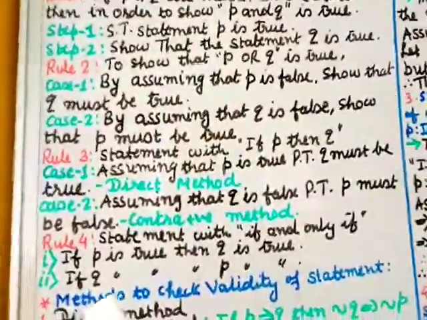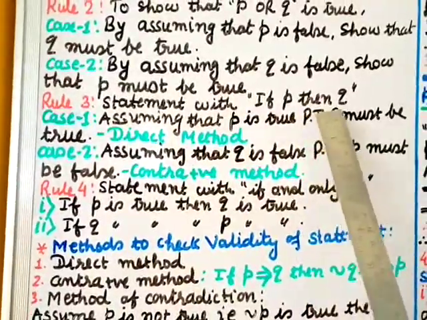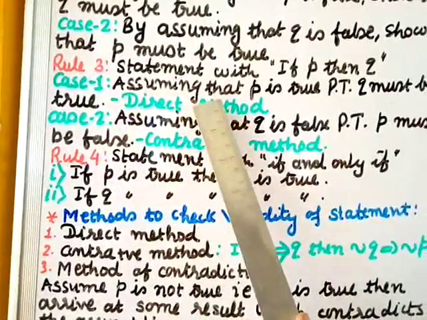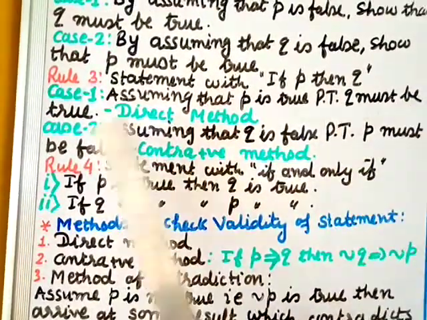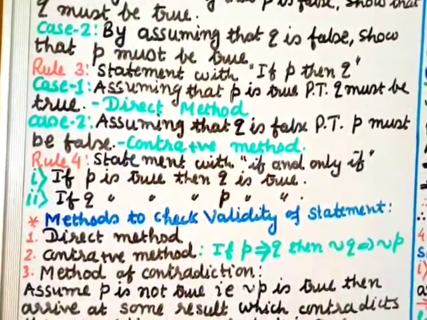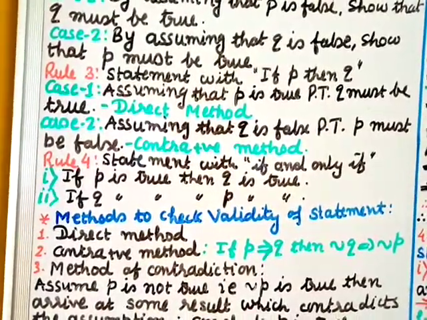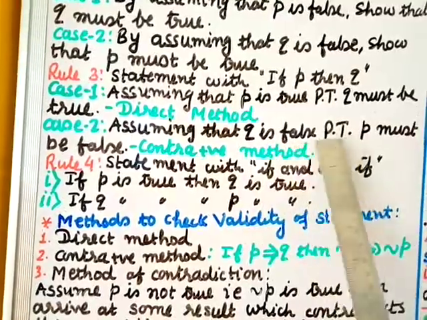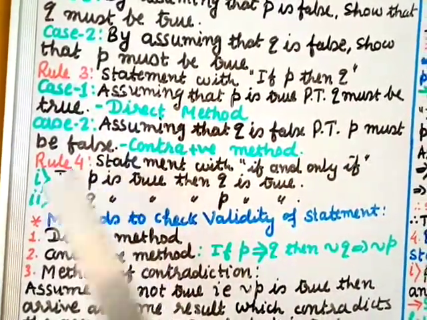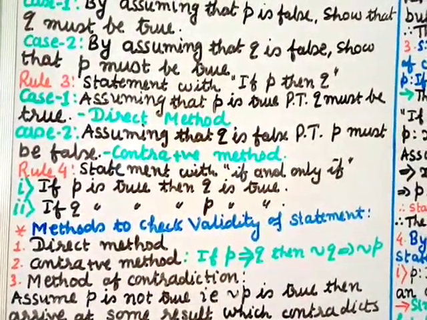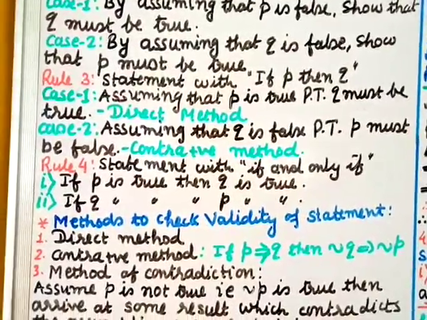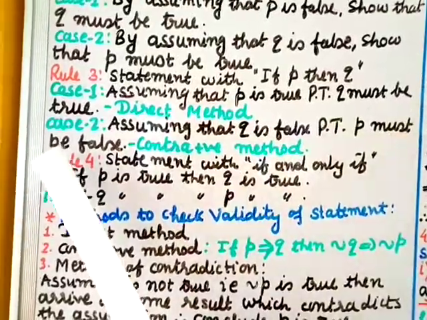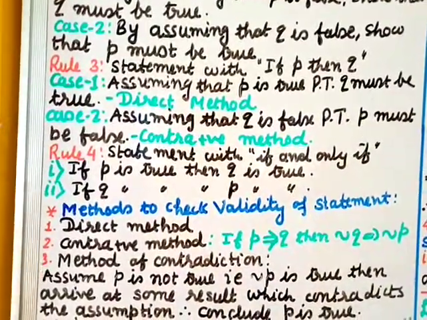Rule 3, statement with if P then Q. This is implication. So for that, case 1 is assuming that P is true, prove that Q must be true. This is called the direct method. So we assume P is true and we have to show that Q must be true. Case 2, assuming that Q is false, prove that P must be false. So we assume Q is false and we prove that P must be false. This is called the contrapositive method. Q false implies P false. That is the contrapositive method.